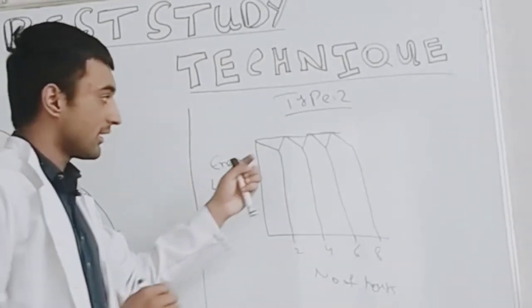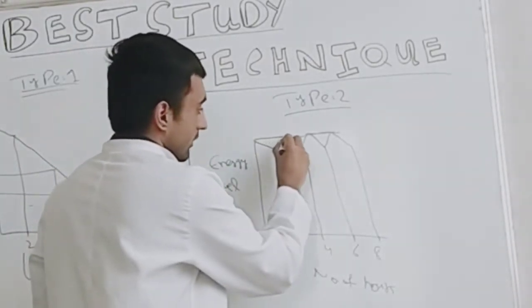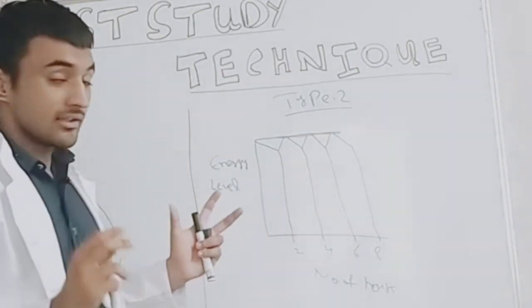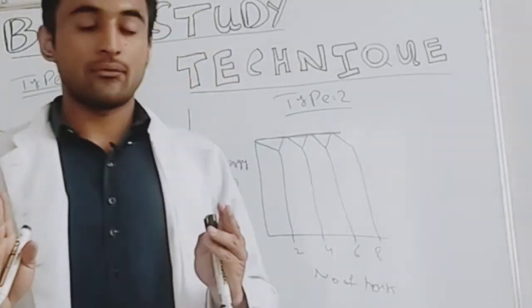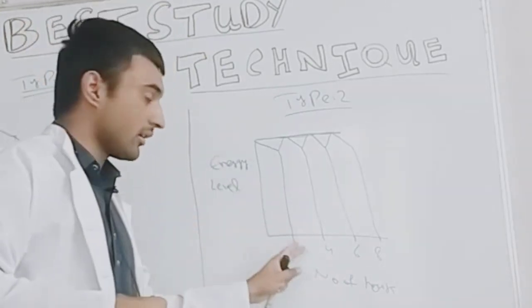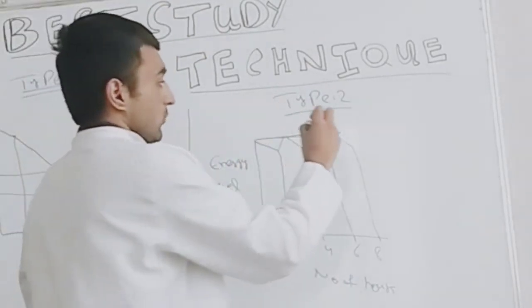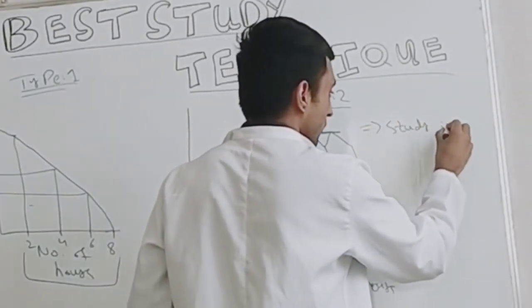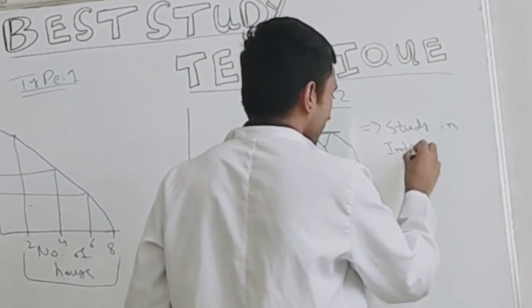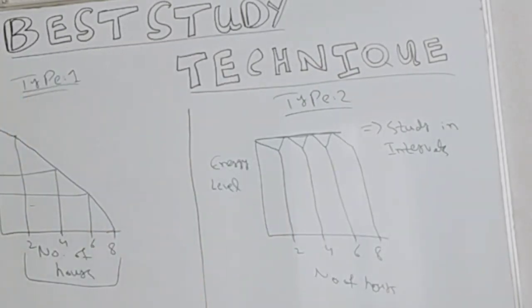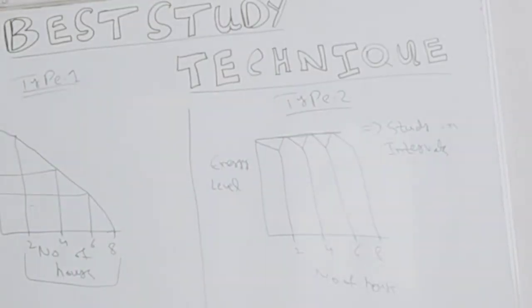But in this case you can see that the energy level was constant, it was high in all the cases, because the student had studied in intervals. The student has taken a small amount of break in between his study hours. So I must recommend you to study in intervals rather than just starting the study and continuously sitting in front of the book for almost 8 hours consecutively.